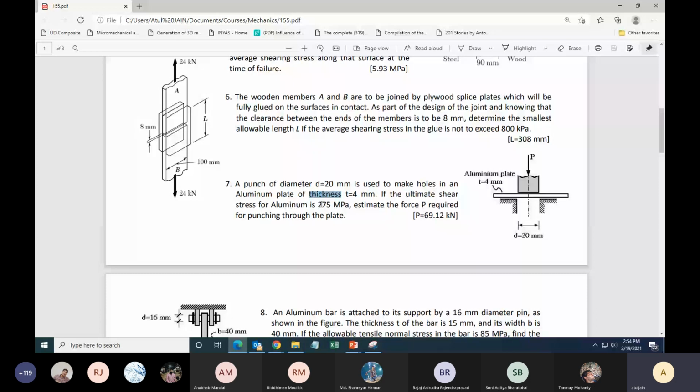So don't think that the ultimate shear strength of aluminum is 275. It does not mean that every time I take an aluminum sample, it will always break at 275. Sometimes it'll break at 270, 273, 278, etc. Maybe this is the average, maybe this is the 90% confidence value.